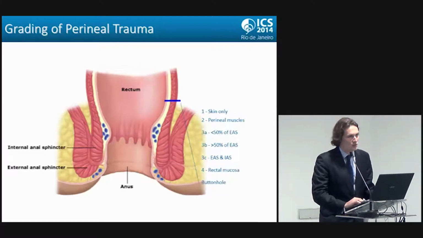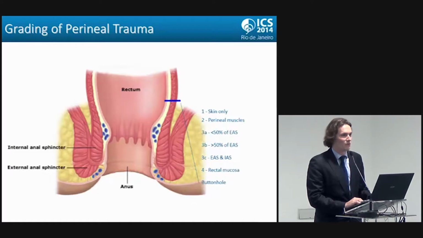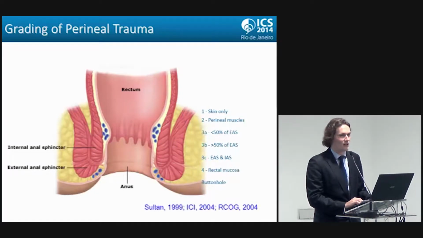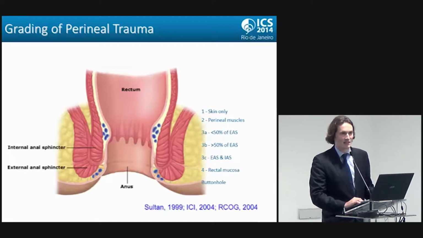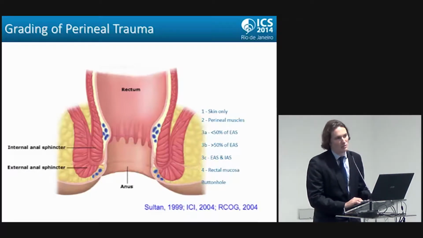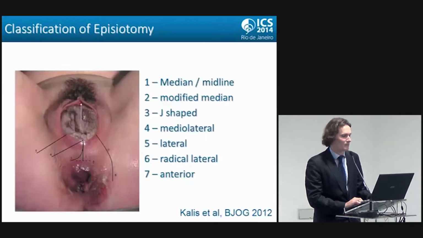Not to be forgotten is the buttonhole tear, which breaches the rectal mucosa but doesn't involve the external anal sphincters. So this classification, including the A, B, and C, was devised by Abdul Sultan, but it's been widely adopted, including by the UK's Royal College of Obstetricians and by the International Consultation on Incontinence.